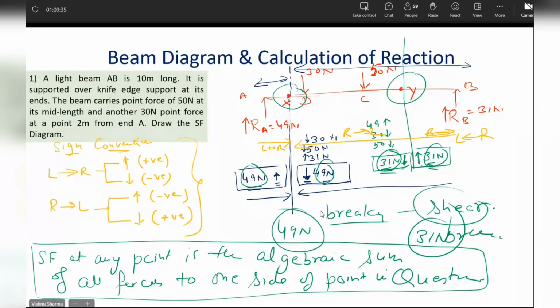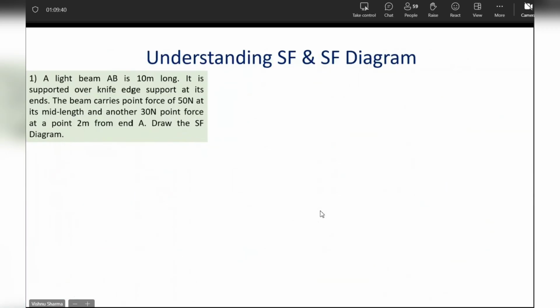Don't get panicky. I'll clear it again. Let me see if the next sheet is, I've kept the slide for this only. Let me just see. Yeah, it's the same thing. Okay. Let me redraw the diagram here.